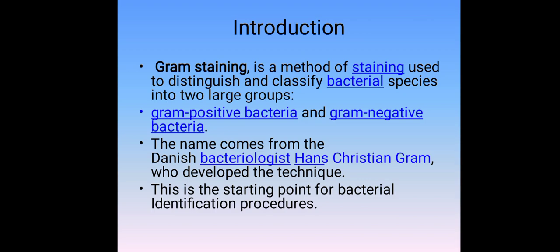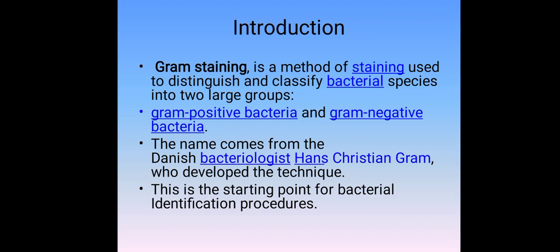The name of this technique, Gram staining, comes from the inventor of this technique, the Danish bacteriologist Hans Christian Gram, who developed it. This technique is considered to be the starting point for the bacterial identification procedure, as this staining procedure is responsible for distinguishing microorganisms into two specific groups, that is Gram positive and Gram negative bacteria.